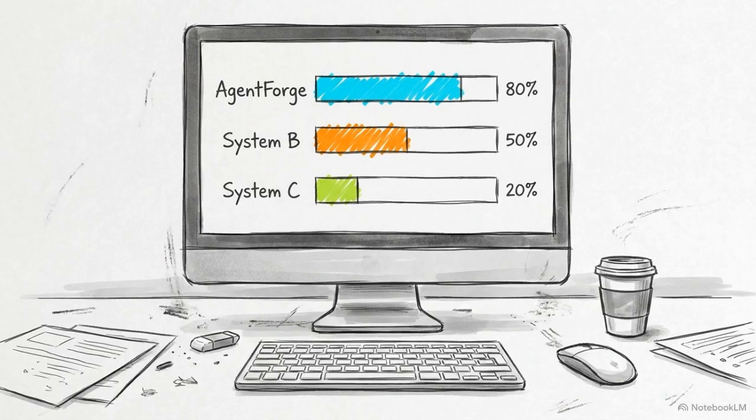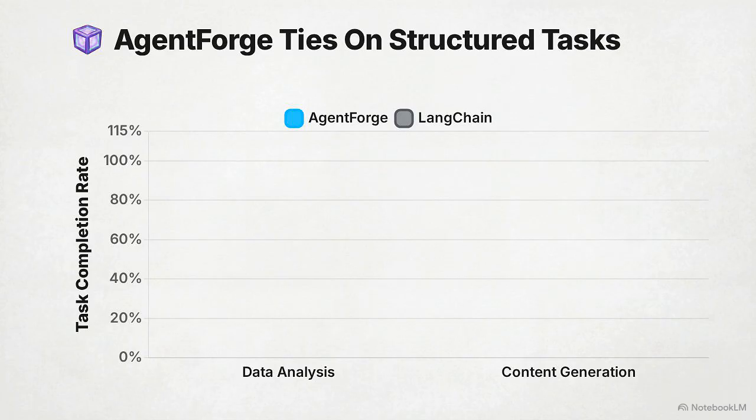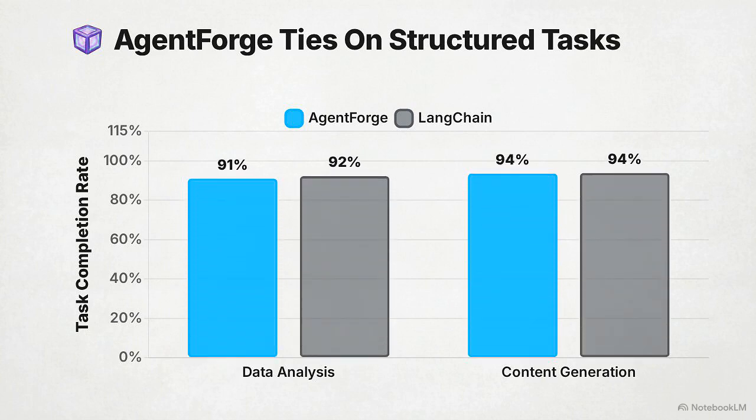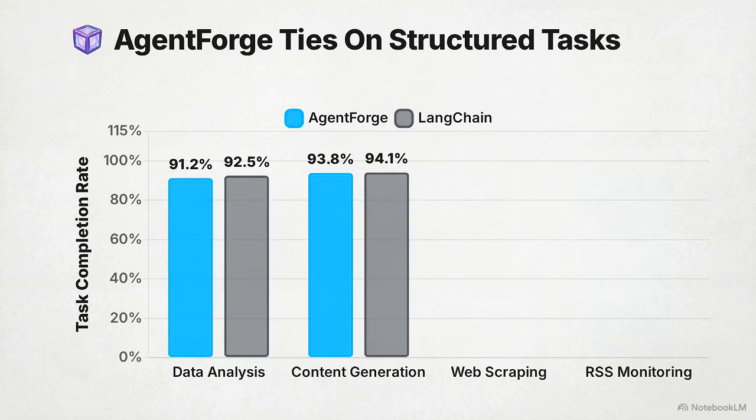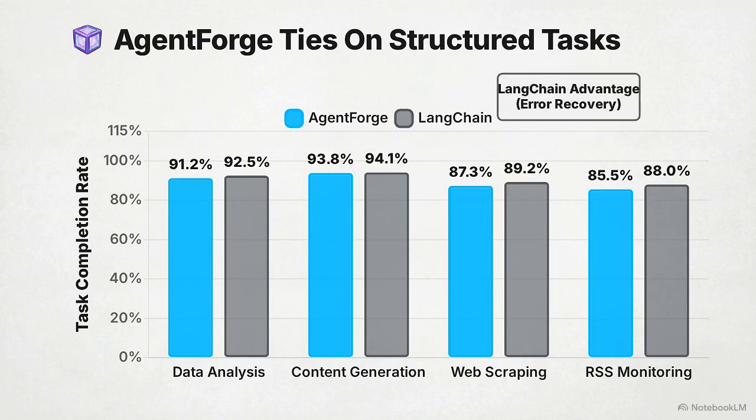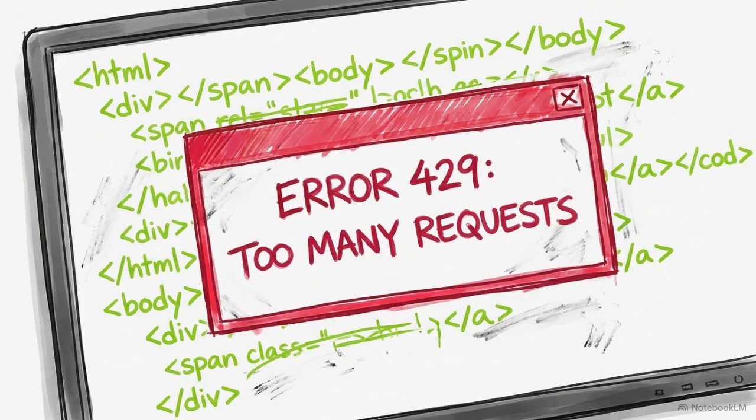prototypes. To test if this lightweight architecture holds up in practice, AgentForge was benchmarked across standard tasks against direct API integration, AutoGPT, and LangChain. This graph illustrates completion rates for structured tasks. On data analysis and content generation, AgentForge hit 91.2% and 93.8% accuracy, a statistical tie with LangChain. However, on complex error recovery tasks like web scraping and RSS monitoring, LangChain maintained a slight advantage. Manual error analysis showed these failures stemmed from unpredictable website structure changes and strict API rate limiting, where the agent received unexpected formatting and crashed.